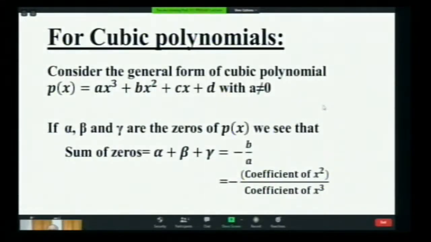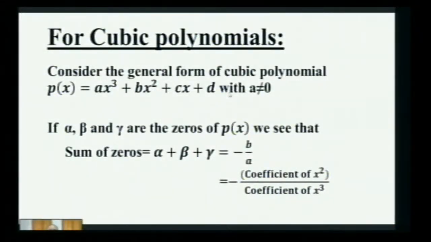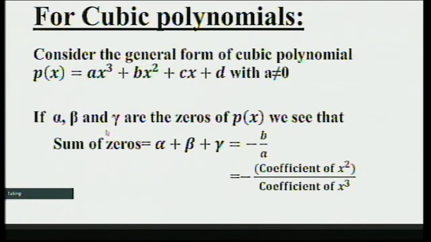Now, for a cubic polynomial, let us consider a general form of cubic polynomial. We can always write it as p of x is equal to ax cube plus bx square plus cx plus d with a not equal to 0. Now here I am using one more new word called gamma. Normally these are taken from Greek letters, so don't worry about all those things, it is just a notation.